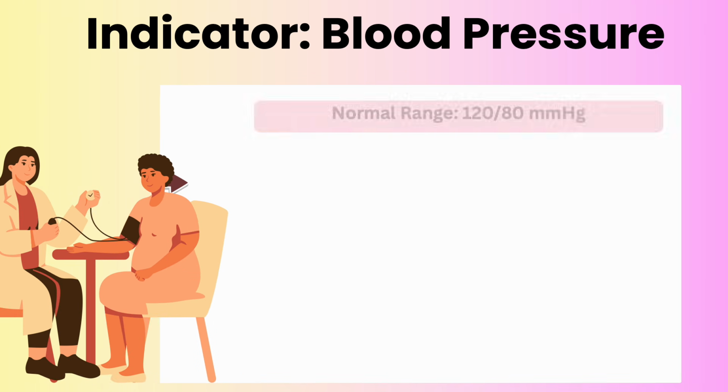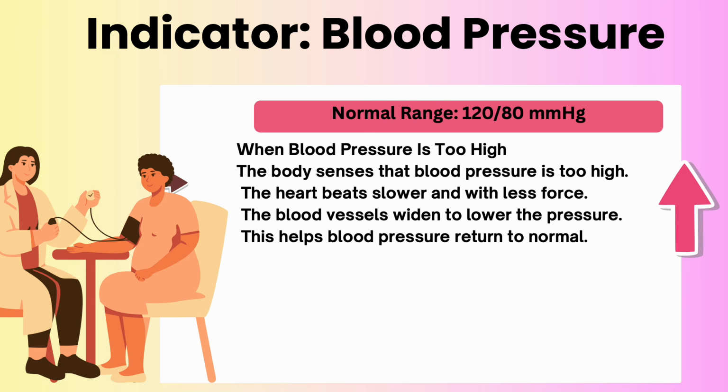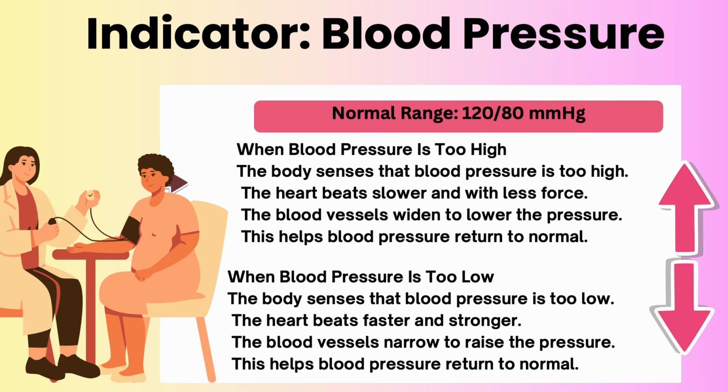Let's compare what happens when blood pressure is too high and too low. If it's too high, the heart beats slower and with less force, while blood vessels widen to help lower the pressure. If it is too low, the heart beats faster and stronger, while blood vessels narrow to help raise the pressure. Again, the body's responses work against the change so that pressure can return toward normal.